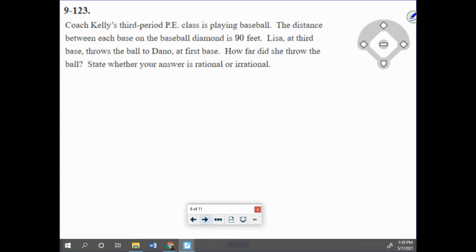Baseball players, those of you who like baseball. Those of you who don't, worry not, you can still solve this. Coach Kelly's third period PE class is playing baseball. The distance between each base on the baseball diamond is 90 feet. Lisa at third base, which is here for those of you non-baseball people, throws the ball to Dano at first base, which is over here. How far did she throw the ball? State whether your answer is rational or irrational.